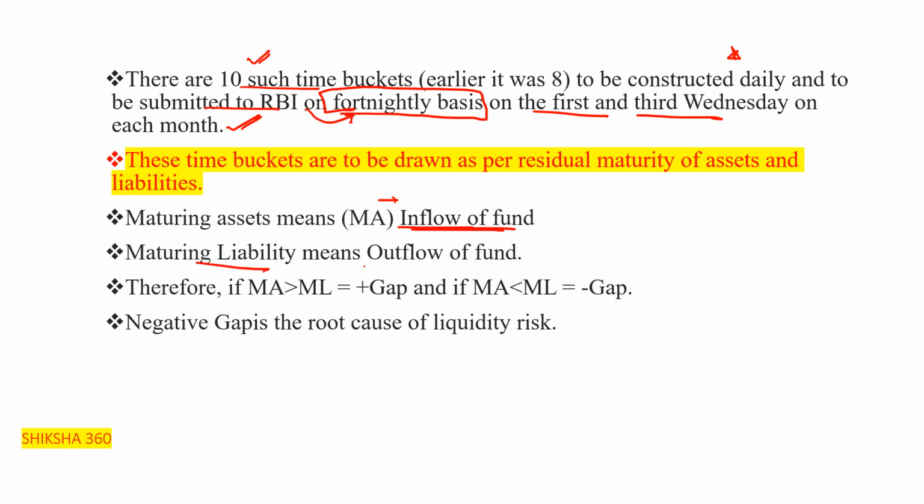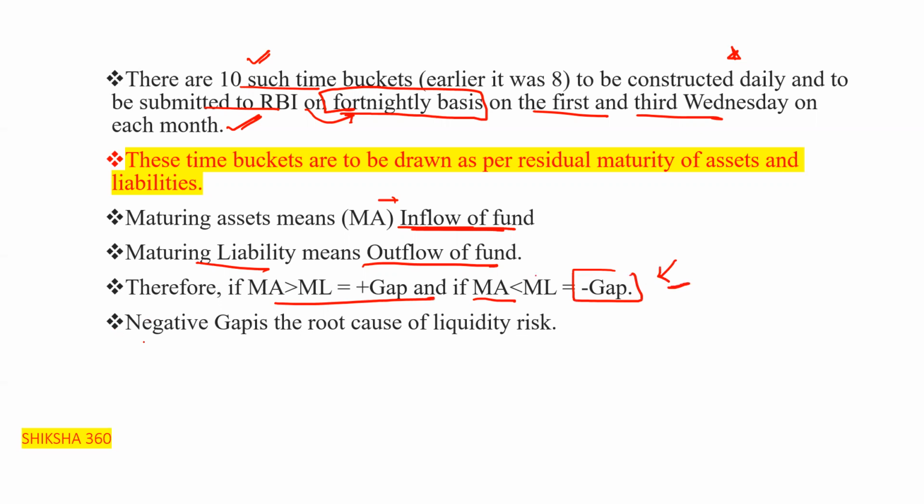Maturing assets basically mean the inflow of funds, and maturing liabilities basically mean the outflow of funds. If the maturing assets are greater than the maturing liabilities, the gap is positive, which means we have sufficient funds. If the maturing assets are less than the maturing liabilities, there is a negative gap, which means we have a deficiency of funds.